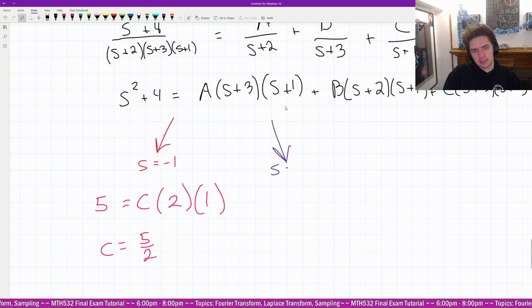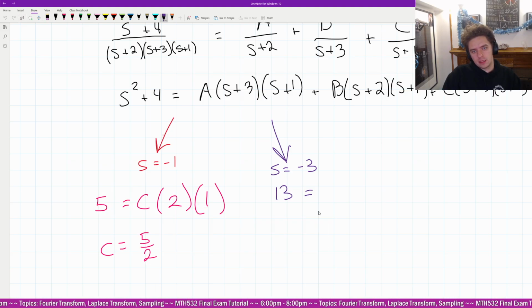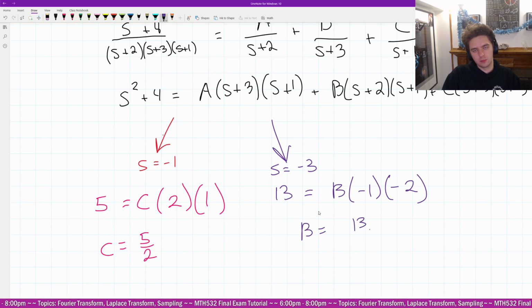Next one, I'm going to choose s is equal to negative 3. Negative 3 squared plus 4 is 13, right? This term goes away this time, because negative 3 plus 3 is 0. So we just get b times negative 3 plus 2, which is negative 1. Negative 3 plus 1 is negative 2. So b equals 13 over 2.